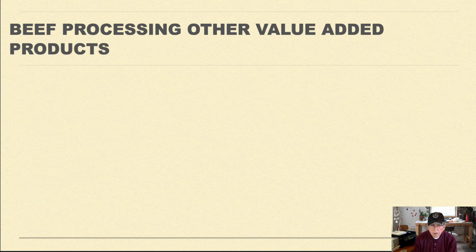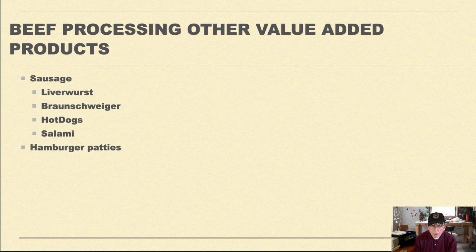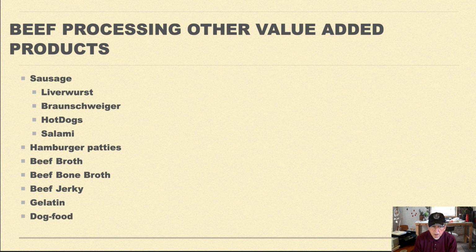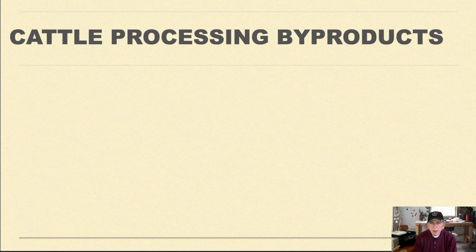The other value-added products are sausage, and there are a number of sausages. We're only going to list a couple of examples here. Liverwurst, Braunschweiger, hot dogs, salami, and then there are hamburger patties, and then there are beef broth, beef bone broth, beef jerky, gelatin, and dog food. Cattle processing byproducts are bones, horns, and hooves, hide and hair.